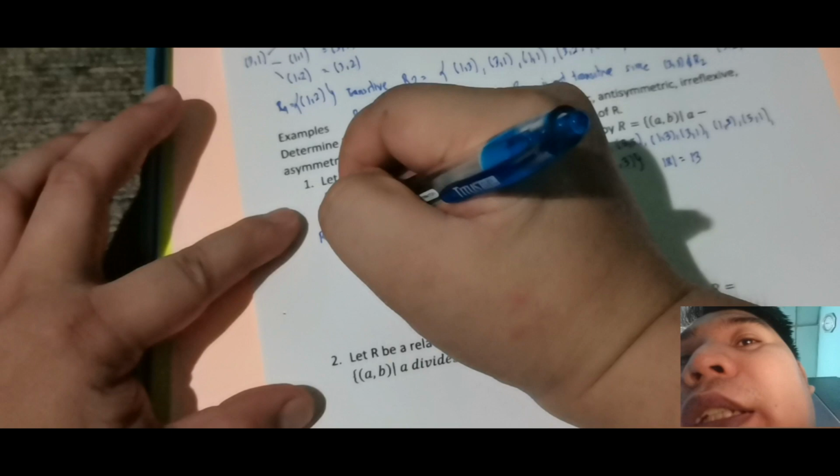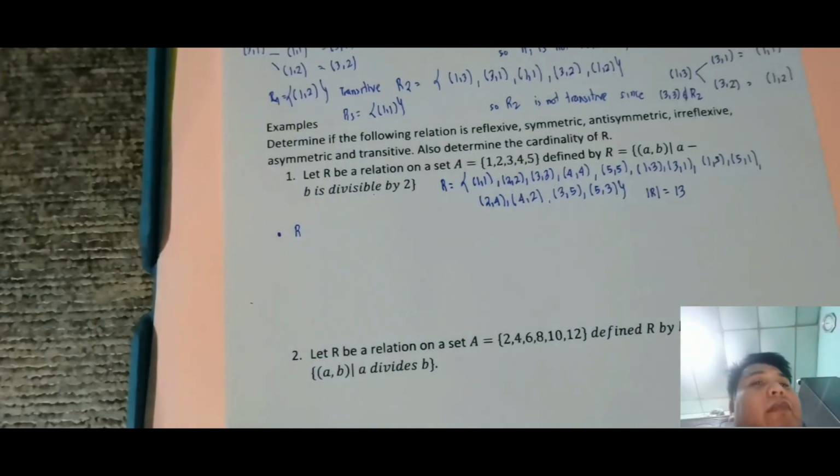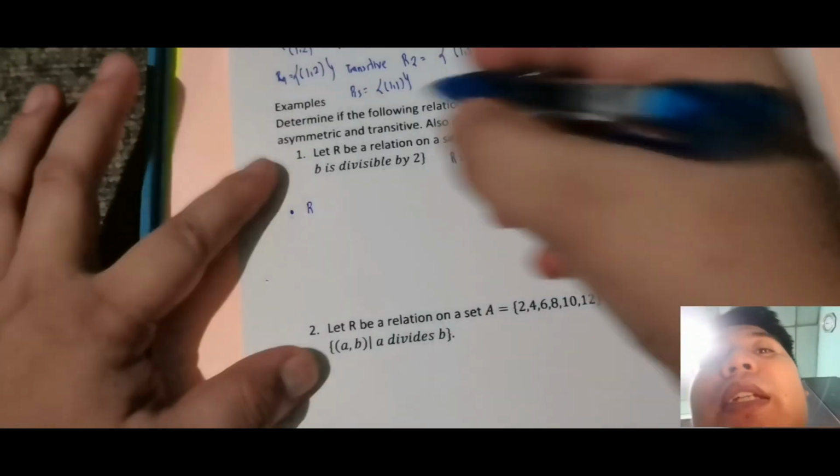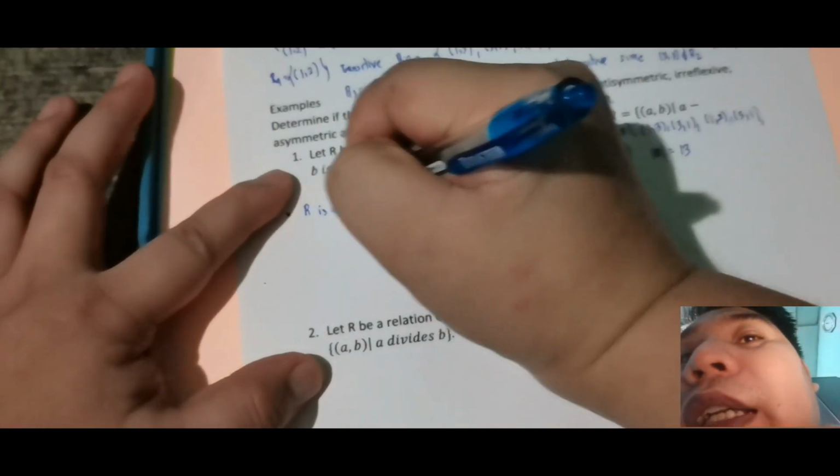Is R reflexive? Yes, sir. Bakit? (1, 1), (2, 2), (3, 3), (4, 4), (5, 5). Nandiyan po lahat. So, that is reflexive. R is reflexive.